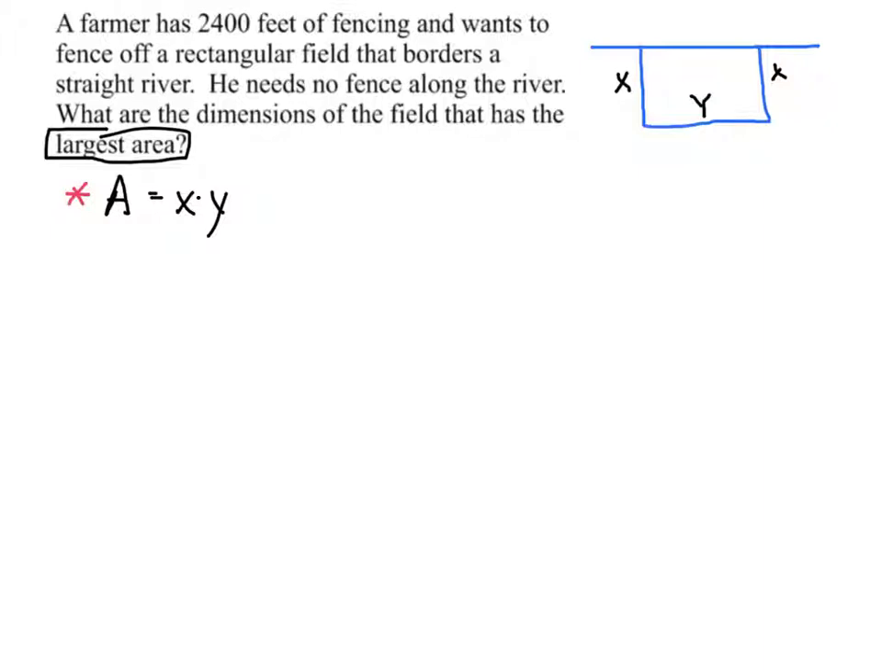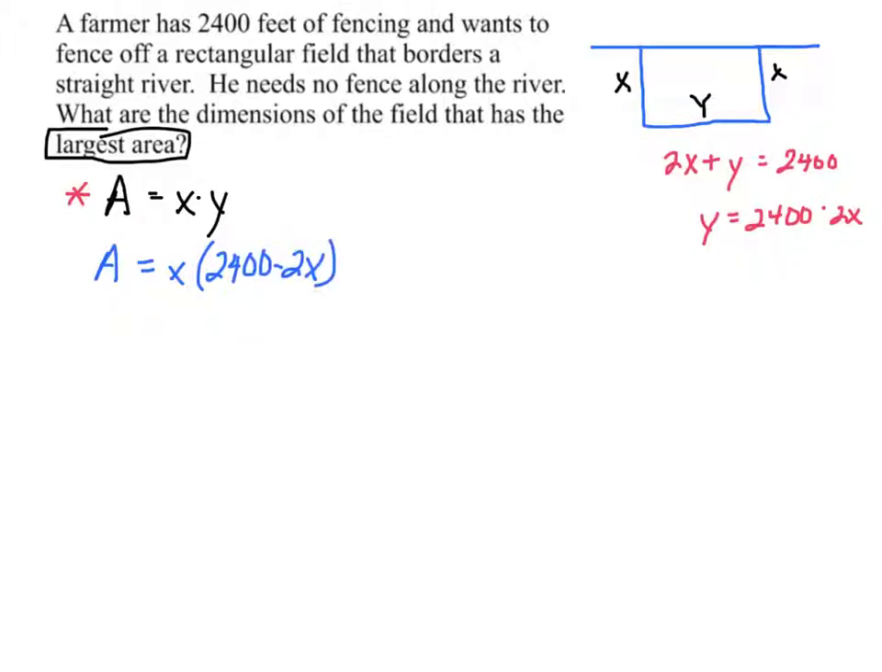Okay, next we need a constraint equation. So what we know here is that we have 2,400 feet of fencing, so 2x plus y must be equal to 2,400. Well, that means that y is equal to 2,400 minus 2x. So now I can substitute that in for y. I can rewrite my area equation as x multiplied by 2,400 minus 2x. And we could keep going and say, well, it's 2,400x minus 2x squared.